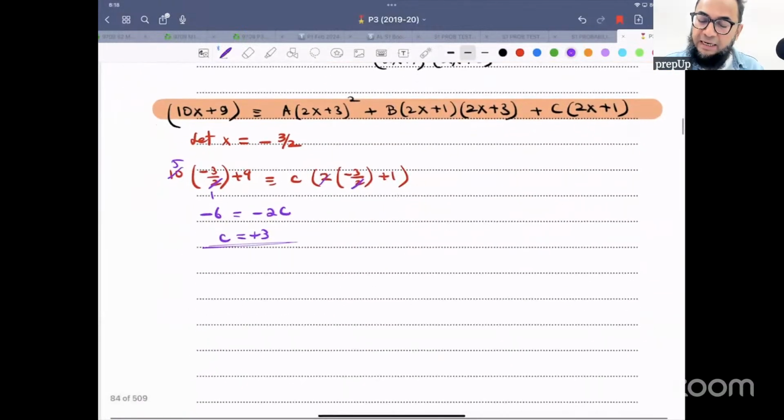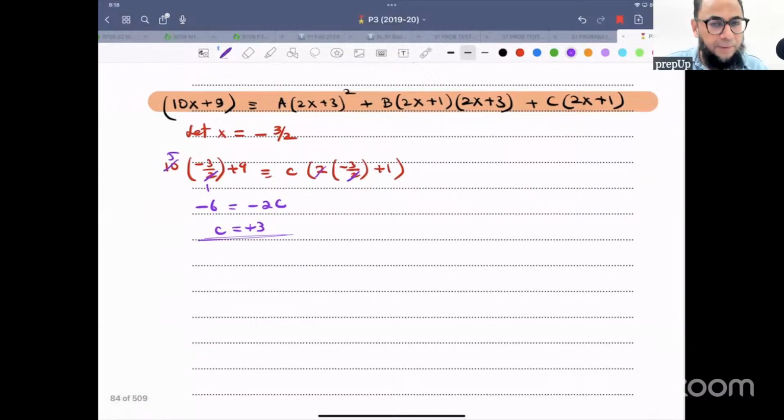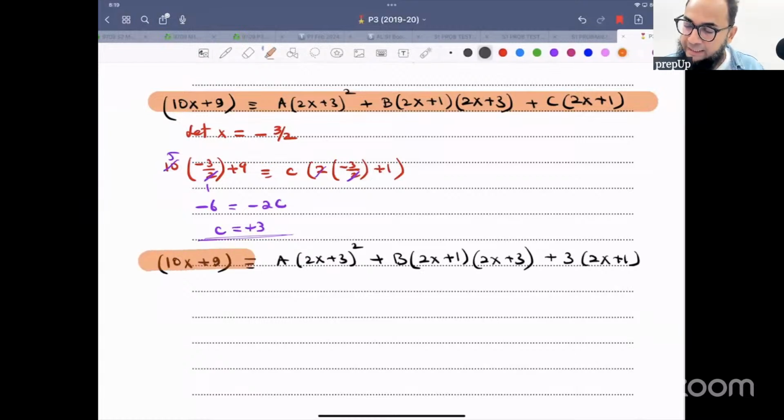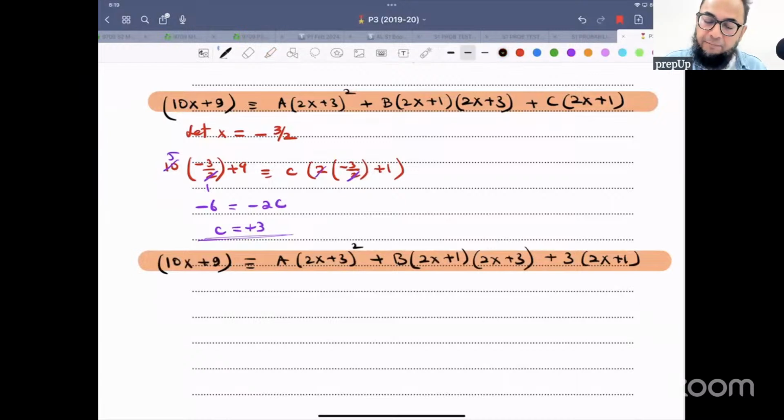Now, let me rewrite this thing. I can plug in the value, or I can skip the value, it's my choice. I think let's plug it in. 10x plus 9 is identical to a times 2x plus 3 whole square, b times 2x plus 1, 2x plus 3, c which is 3, and this is 2x plus 1. So basically I have written it again and I have inserted the value of c.